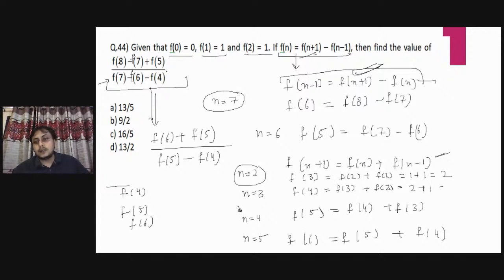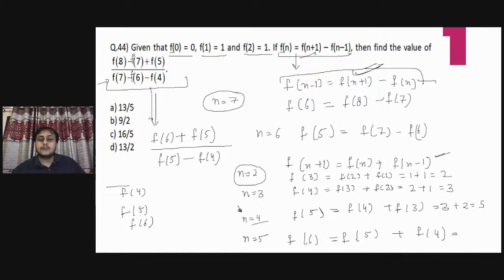2 plus 1 comes out to be 3. So guys, f4 is 3. Now you need f5. For f5, I put n equals 5, f5 equals f4 plus f3. So guys, f4 is 3 and f3 is 2. So 3 plus 2 is 5, right?